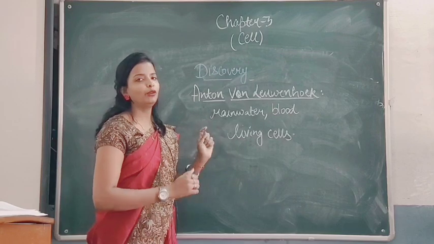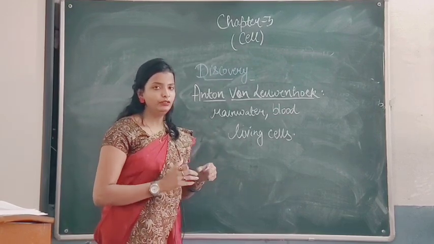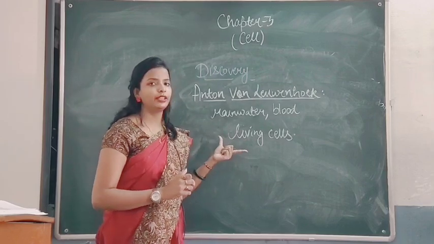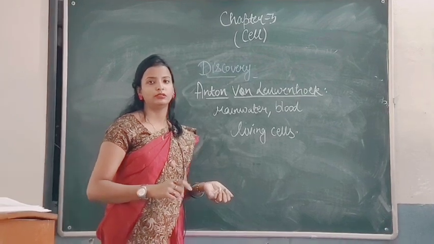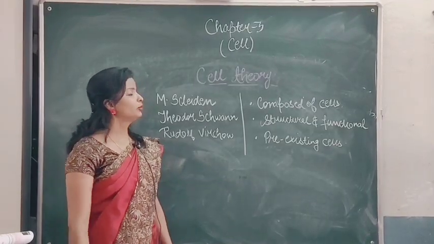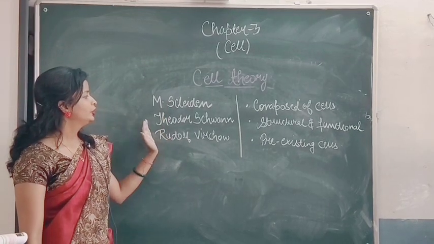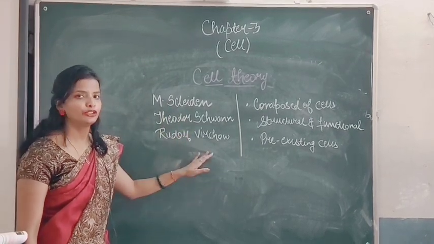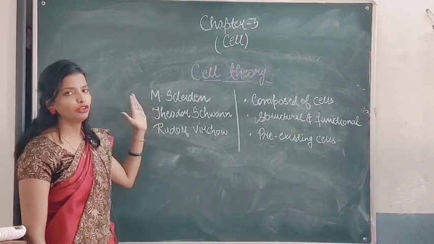Now later on, 3 more scientists came together and gave the cell theory. Now we will discuss the cell theory. The 3 scientists are M. Schleiden, Theodor Schwann and Rudolf Virchow. These 3 names are given in your book, and other scientists' names are also given in your book.